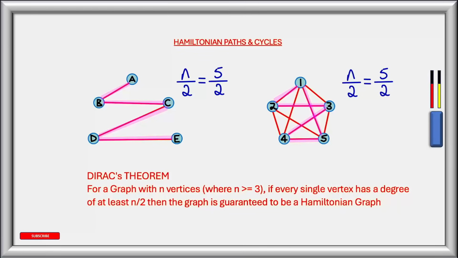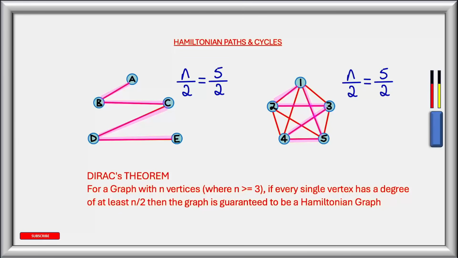And if we apply the theorem to the graph on the right of the board, which again has 5 vertices, so n is equal to 5, n divided by 2 is 5 divided by 2, which again is 2.5, and we round this number up to 3, as we can't have half an edge.